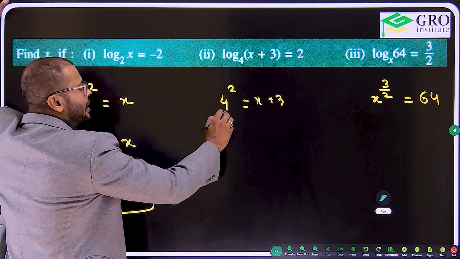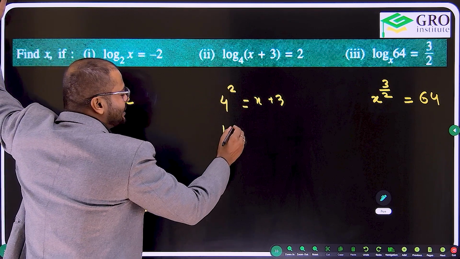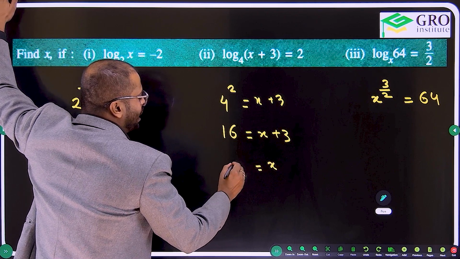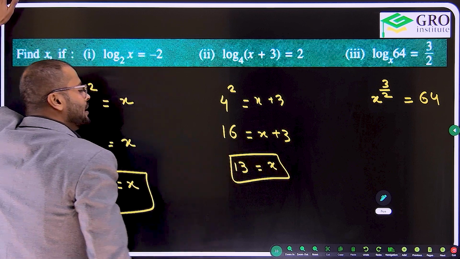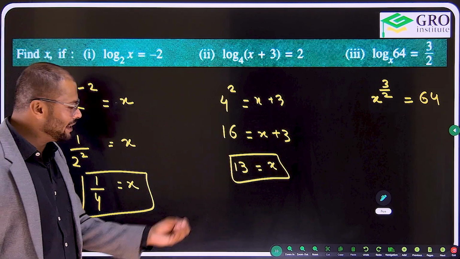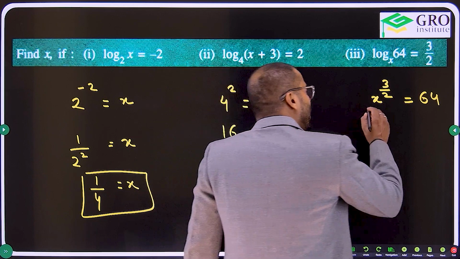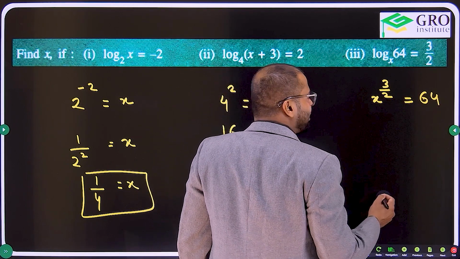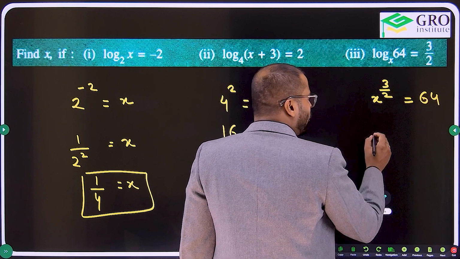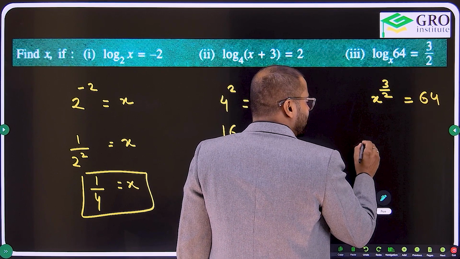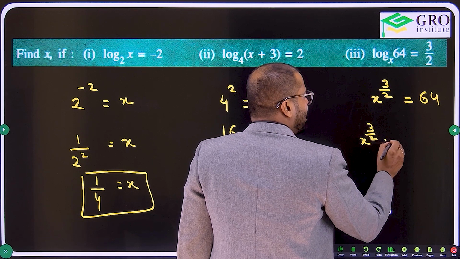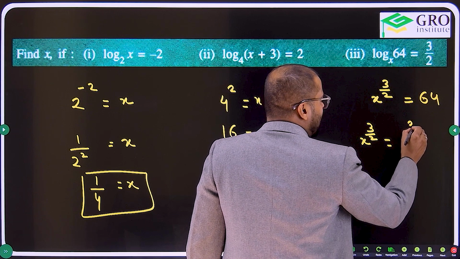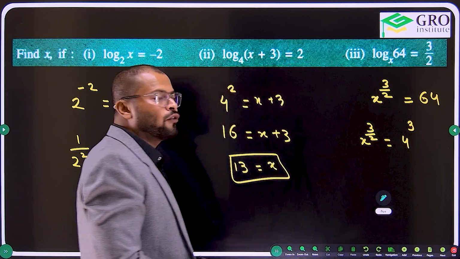Same way, here we have 4 square, that is 16, is equal to x plus 3. And over here you will have x is equal to 13. Yes, 16 minus 3 is 13. Same way, you have x to the power 3 by 2. Here you have 64. Let us try to make it simple. Factorize 64, you will see that it is 4 to the power 3.